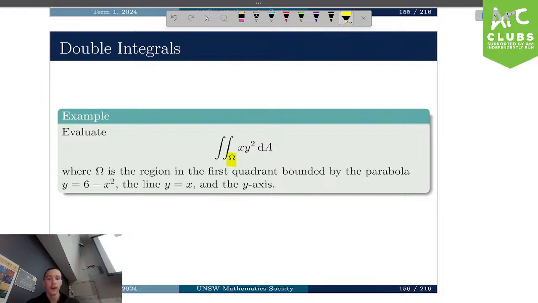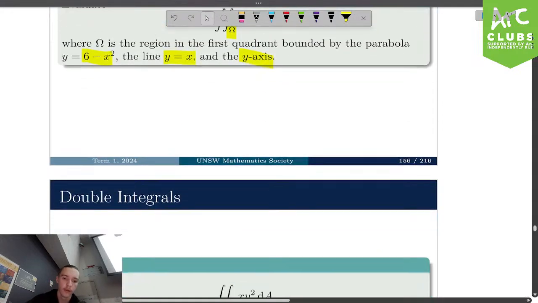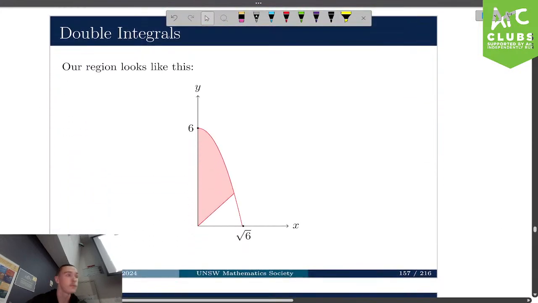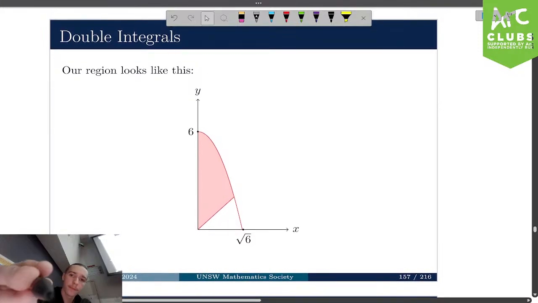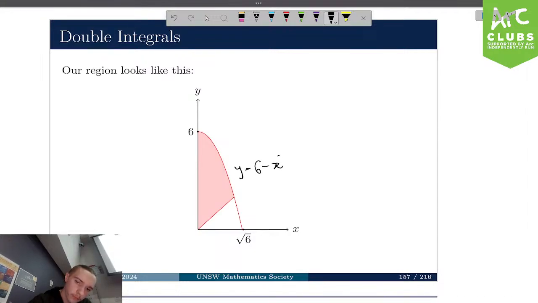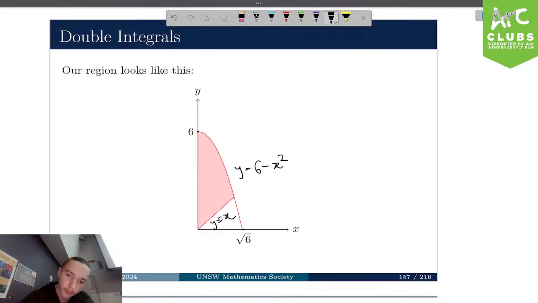So we've got this region, and it's bounded by this parabola and y equals x and the y-axis. What this region is going to look like might be a bit hard to picture at first, but it looks a bit like this. And then this is, of course, just our y-axis. So we've got this region bounded. And I'm going to put this in here. It's a bit wonky, but it's close enough. And we want to try and evaluate what the integral over this region is.